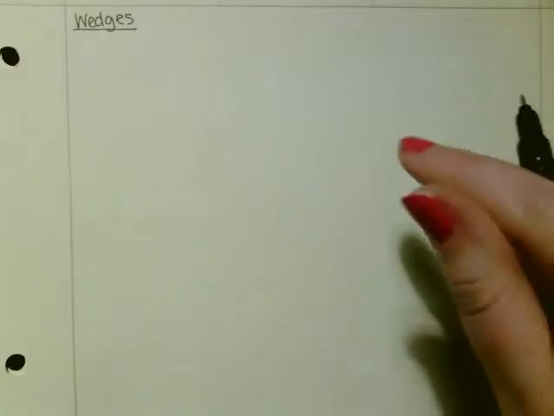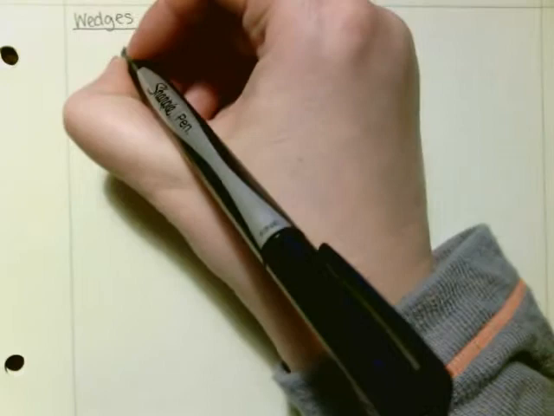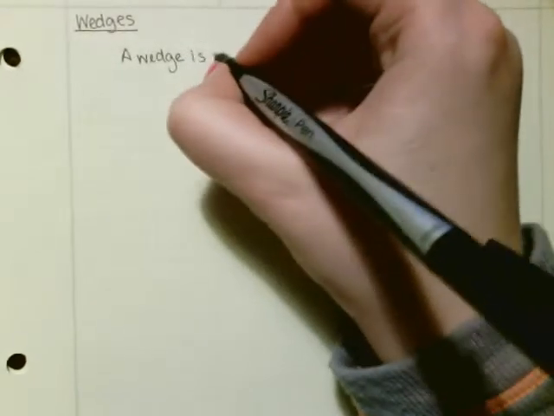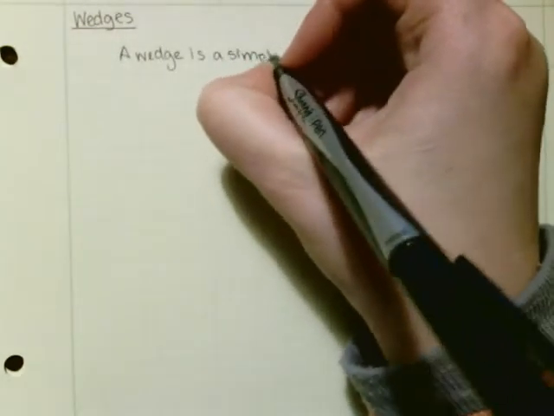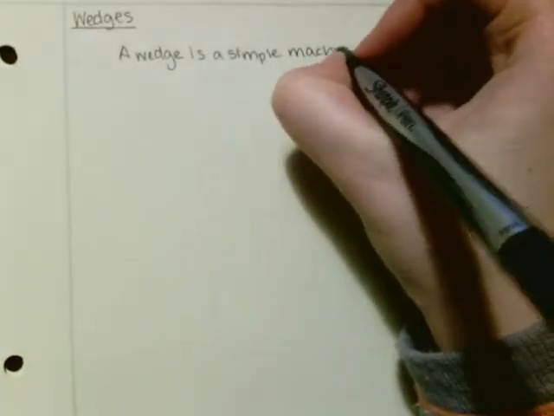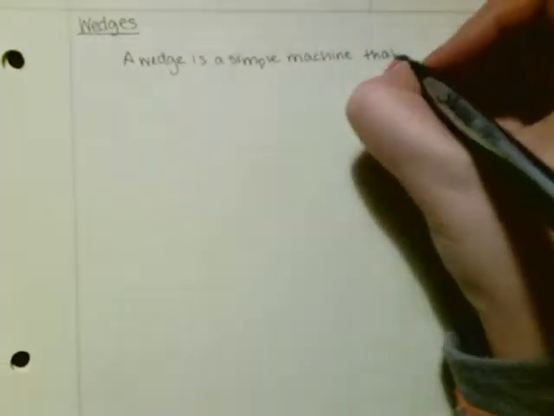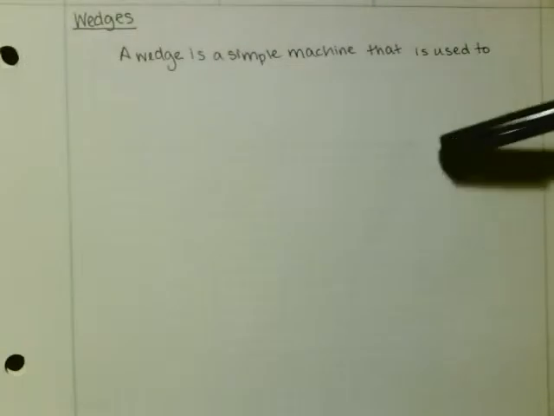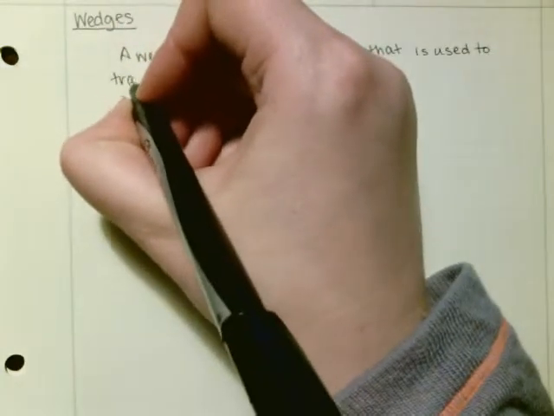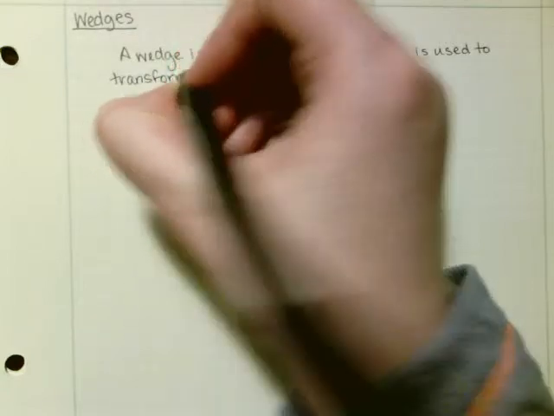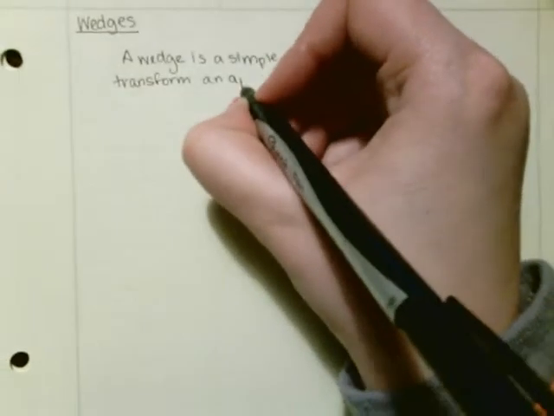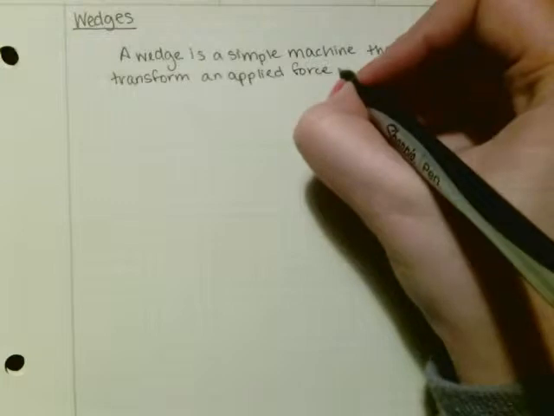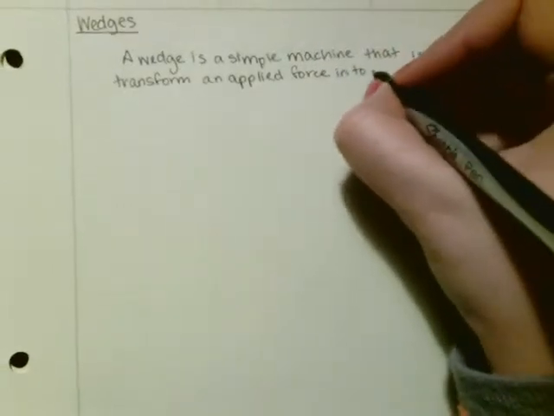Alright, this is how to analyze the frictional forces on wedges. So, a wedge is a simple machine that is used to transform an applied force into much larger forces.